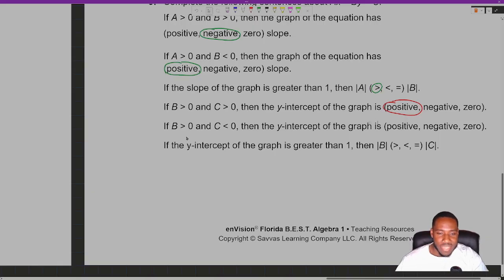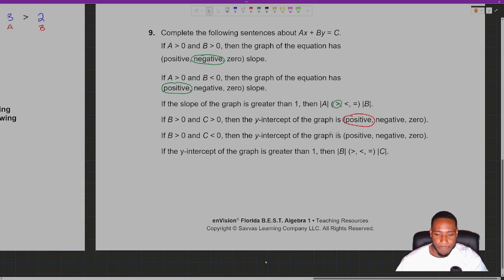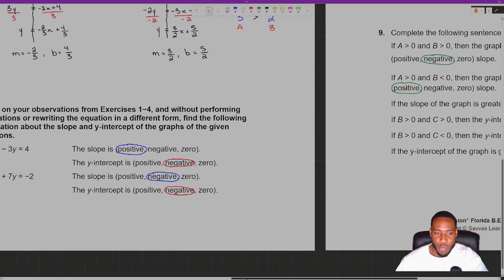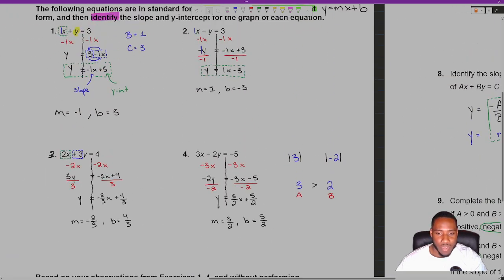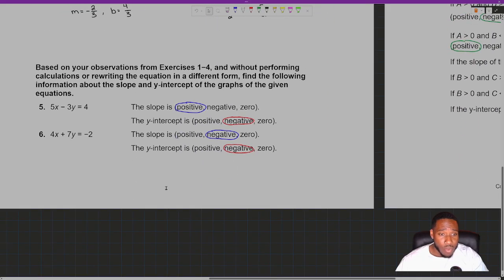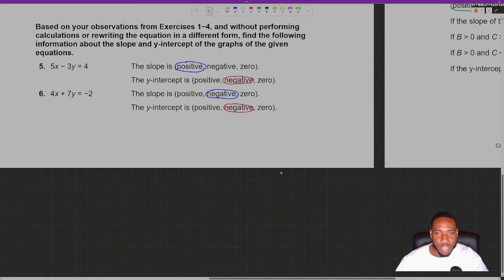For the next one, it says if B is greater than 0 and C is less than 0, what's going to be true about the y-intercept of the graph? So we're looking for a B value greater than 0 and a C value less than 0. Now that wasn't true of any of the situations here, right? But we did deal with that down here in number 6. And when we saw that, what we noticed was that the y-intercept for this situation we deduced was going to be negative. Now, for the fun of it, let's just go ahead and prove that.